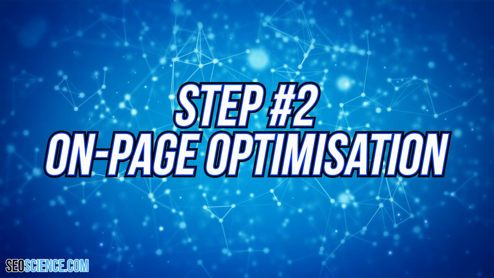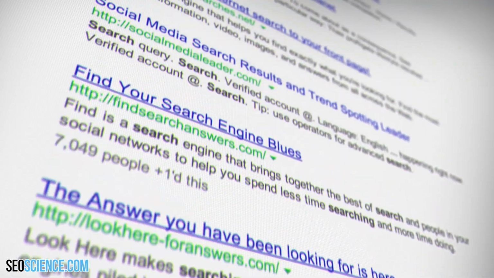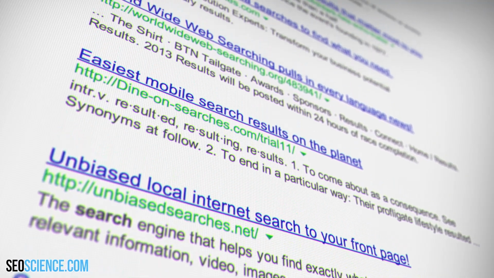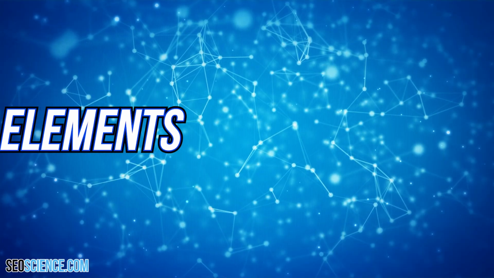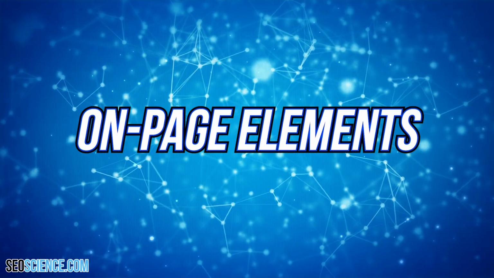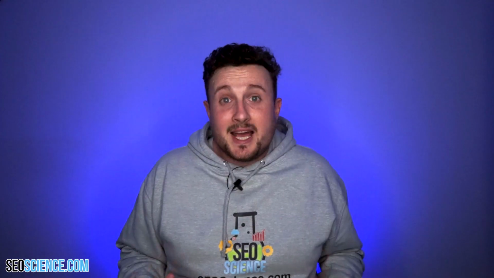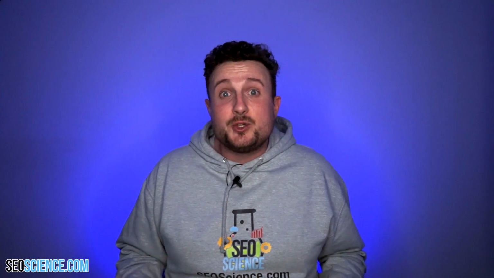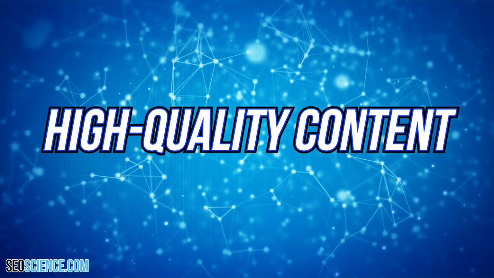On-page optimization. Once you have your keywords, it's time for step 2, which is on-page optimization. This involves optimizing your website's content and structure to rank higher in search engine result pages. On-page elements. Focus on optimizing your title tags, meta descriptions, header tags, H1, H2, H3, and image text with your targeted keywords.